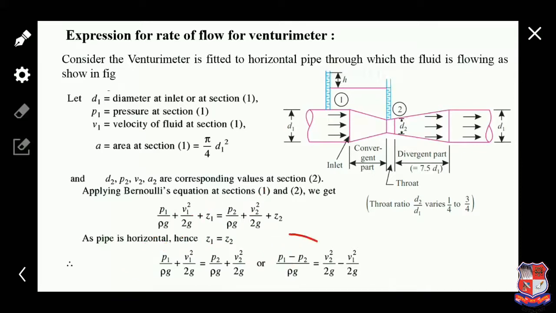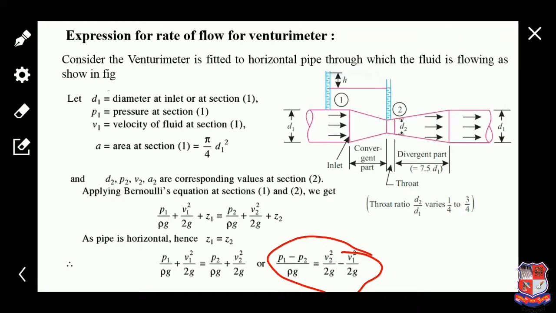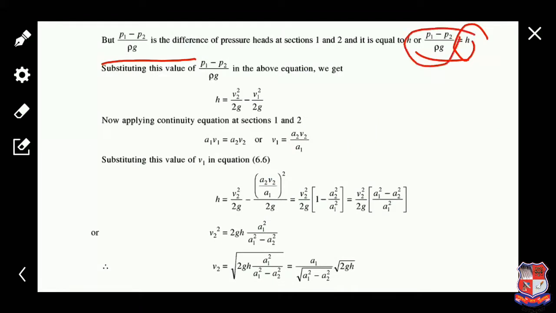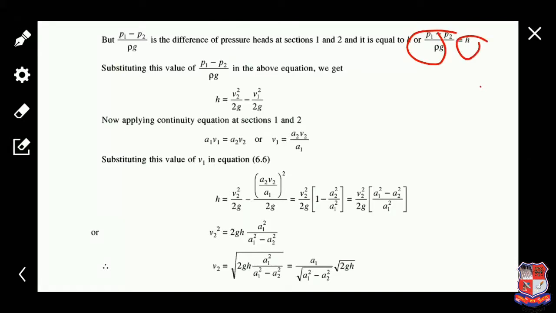Now we have to find the value of the pressure head difference. So arrange the equation in this way. Now we know that the difference of pressure head is written as small h. According to the figure, the difference in pressure at section 1 and section 2 is defined by h. So the difference of pressure head between section 1 and section 2 is defined by the small h.